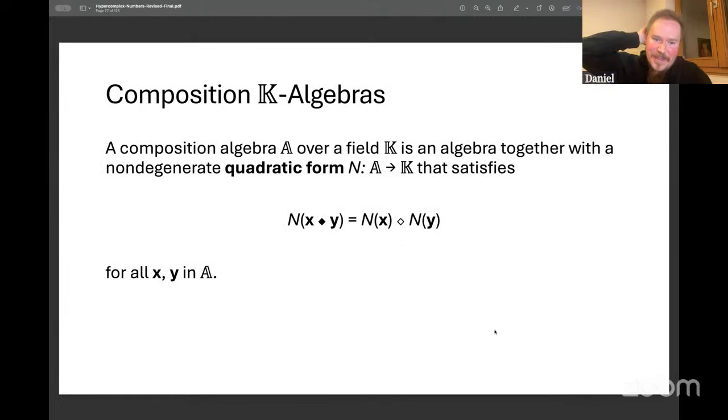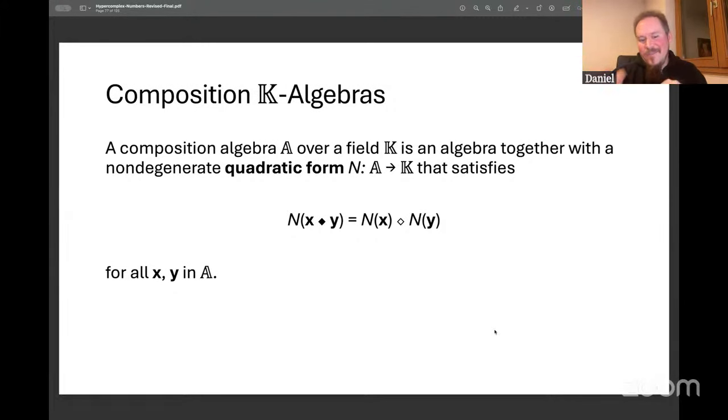So there is an idea that's kind of natural, which is the idea of a composition K algebra. And essentially what we want this kind of algebra to have, in addition to all the other properties from K algebras, is we want it to also include a quadratic form, which we typically call the norm. And this should satisfy the relationship on this slide.